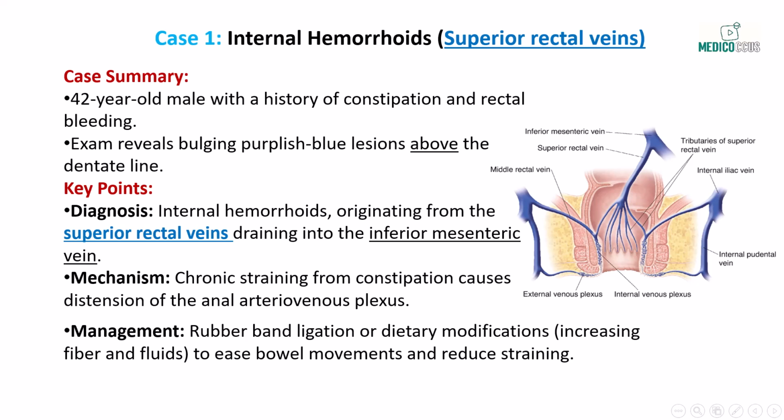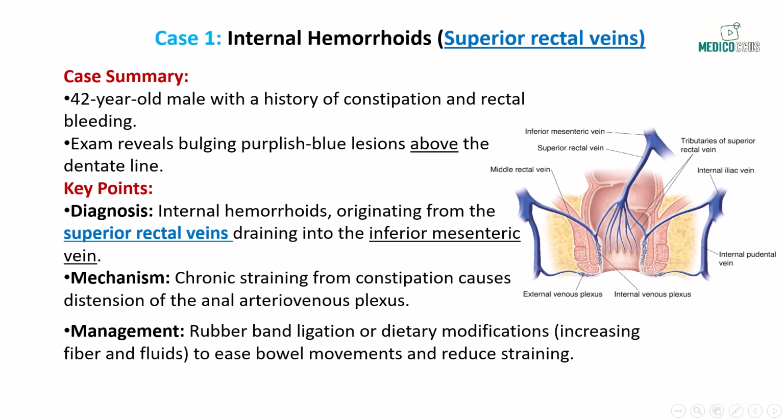of internal hemorrhoids. The question asks, which venous system is involved in the development of these internal hemorrhoids? The correct answer is the inferior mesenteric vein tributaries. Let's break this down. Hemorrhoids are classified based on their location relative to the dentate line in the anal canal. Internal hemorrhoids originate above the dentate line and are composed of the superior rectal veins, which drain into the inferior mesenteric vein. This is part of the portal venous system.